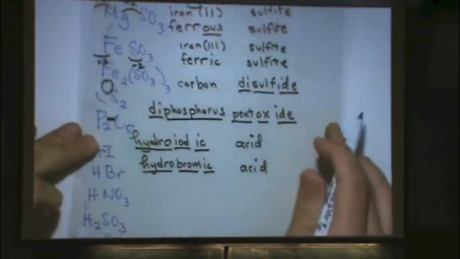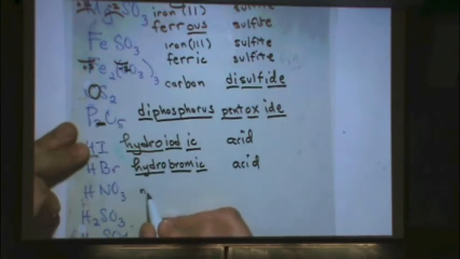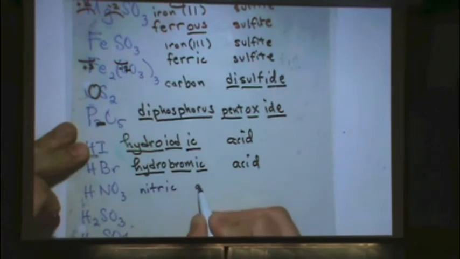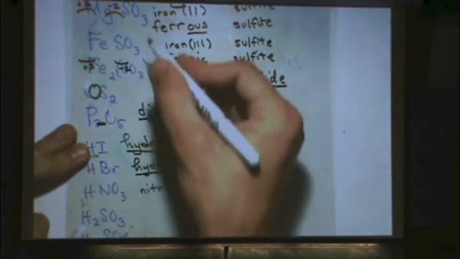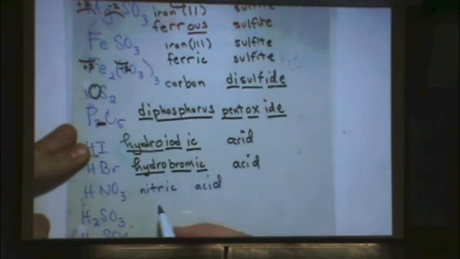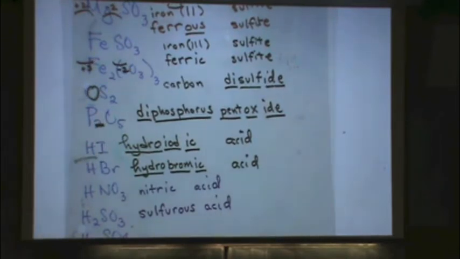So this is, what's the name of NO3 minus? Yeah, that's nitrate ion, the nitrate ion. So you're going to change ate to ic, nitric acid. Similar for the next one. This is sulfite. We saw it up above earlier in the last class. Sulfite, sulfurous acid.